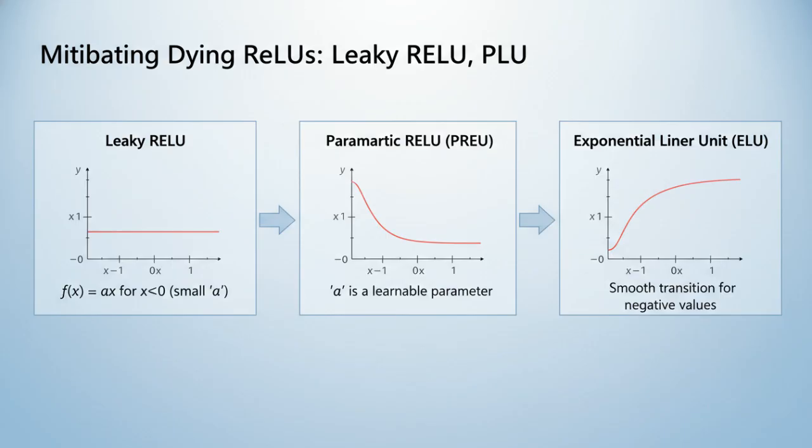Parametric ReLU, or PReLU, takes this a step further by making a a learnable parameter, allowing the network to discover the optimal slope. Exponential linear units, or ELUs, provide a smooth transition for negative values, approaching zero exponentially for large negative inputs, which can help in pushing mean activations closer to zero and reducing bias shift. These variations ensure that neurons can always learn, even for negative inputs.